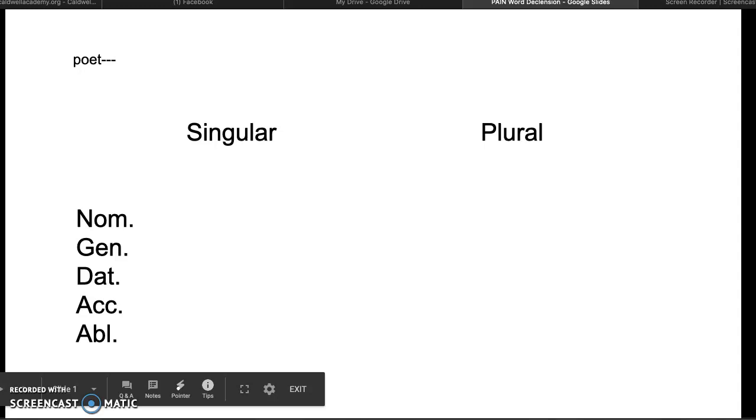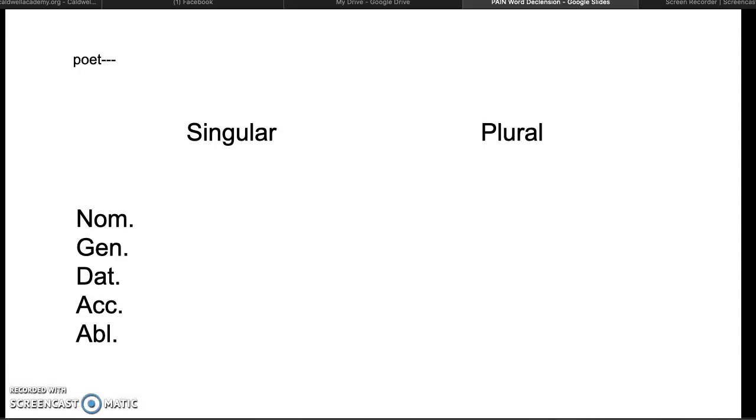Okay guys, in this video I'm going to show you how to decline a first declension pain word exception. Remember, a pain word is a first declension word that is masculine. In order to decline it, we set up our chart just like we do for any other noun. Our word is up at the top, 2 columns for singular and plural, and our 5 cases, nominative, genitive, dative, accusative, and ablative. We list out our vocabulary.